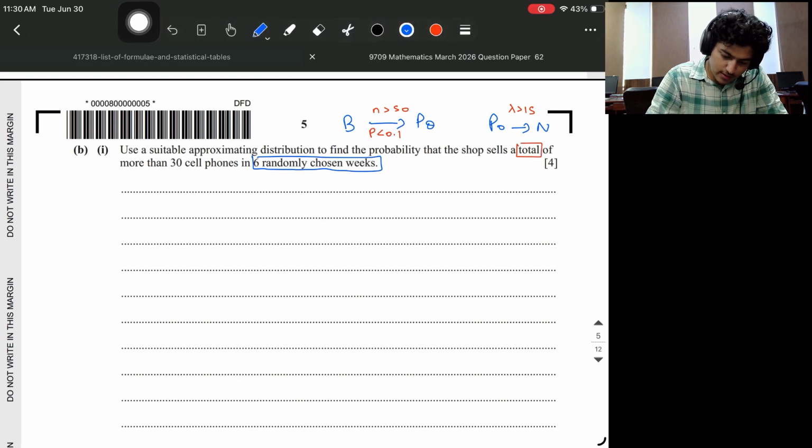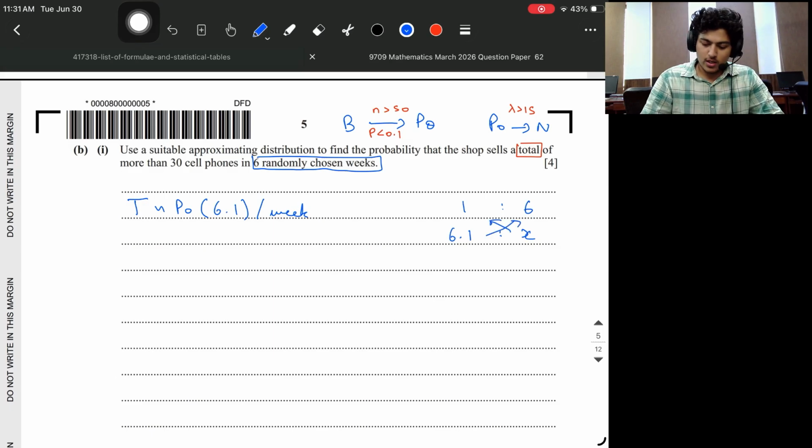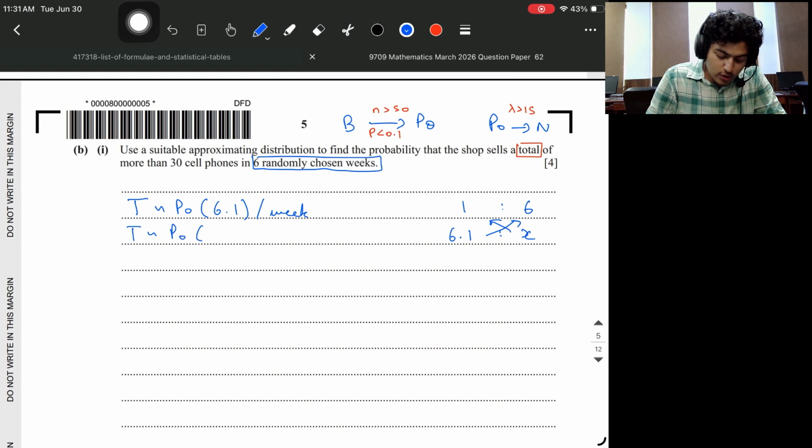They've said that they need a total of more than 30 phones. If we look at the above question, the total follows a Poisson distribution with mean lambda being 6.1, but that is for 1 week. Since we have 6 weeks, it's simple cross multiplication: 6 times 6.1 is 36.6. So the total we are getting for the new Poisson distribution is 36.6 for 6 weeks.